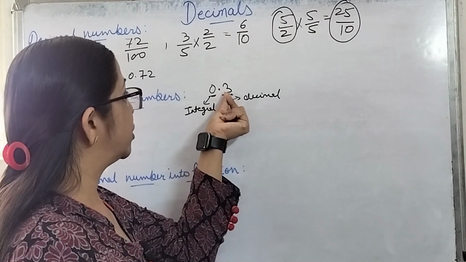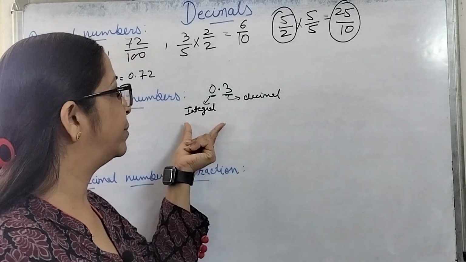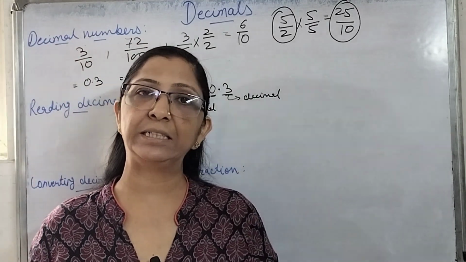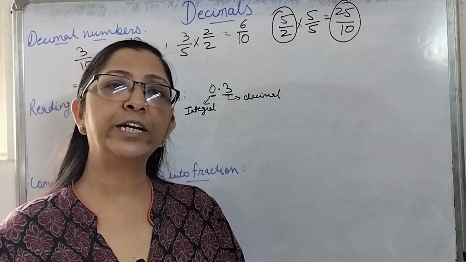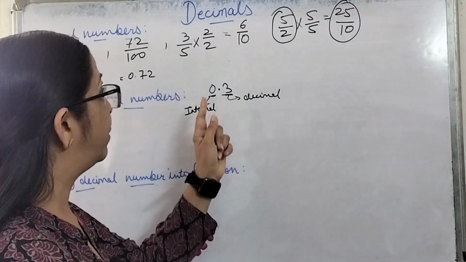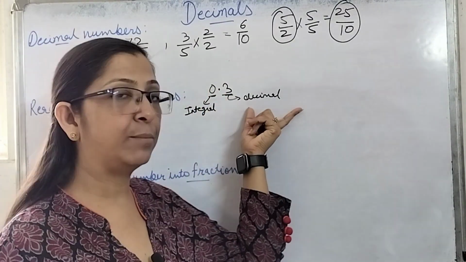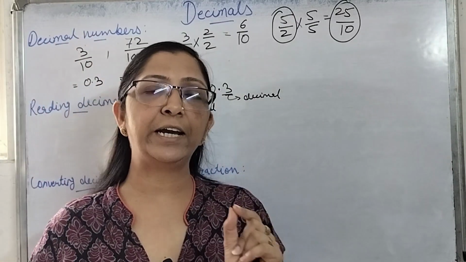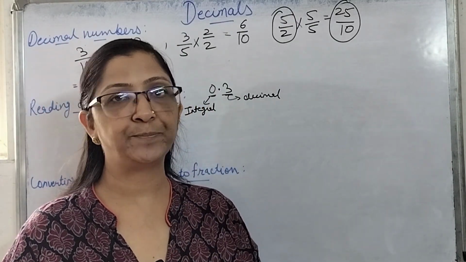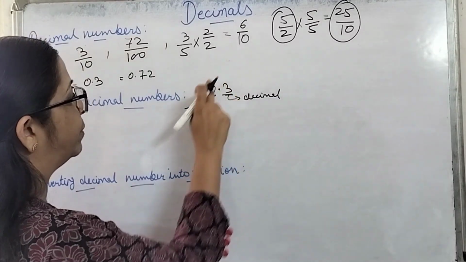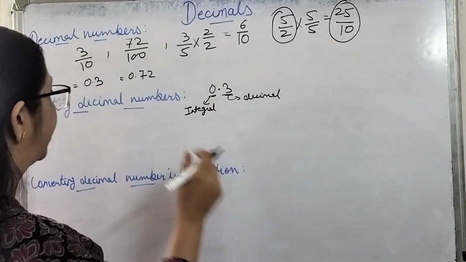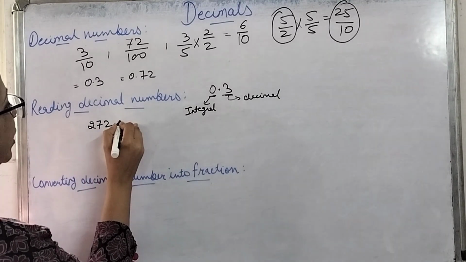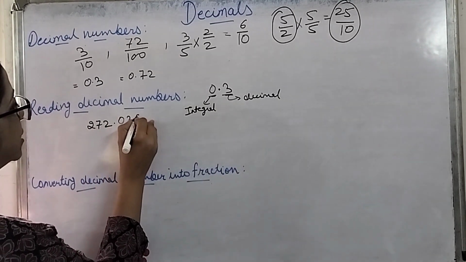So the integral numbers, we will be reading as we did earlier, like 23, 273, all these numbers according to their value. But the numbers which form the decimal part, we will be reading each and every digit separately in order. Like this number will be read as 0.3. If I take an example, say 272 point, suppose this is the number.